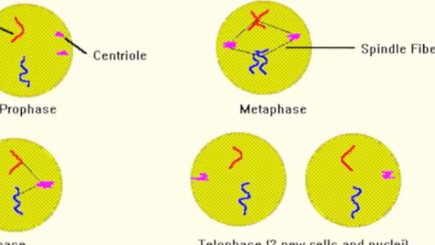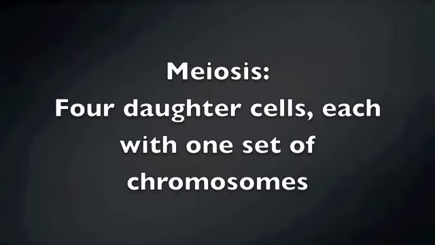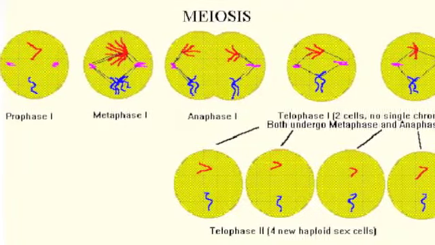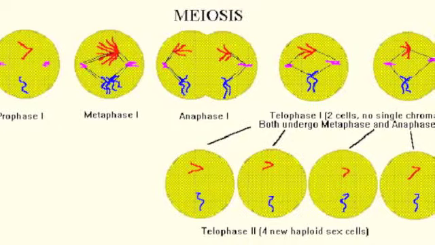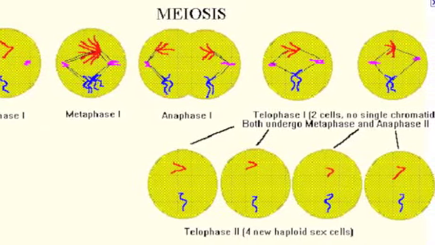Mitosis has one cell division, while meiosis has two cell divisions, a reduction phase and a division phase. Meiosis II is very similar to mitosis, though. Both of these processes involve the separation of sister chromatids.